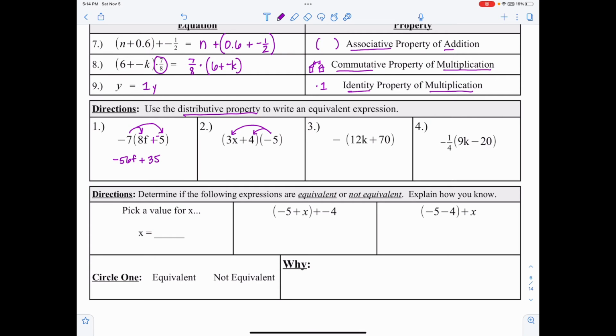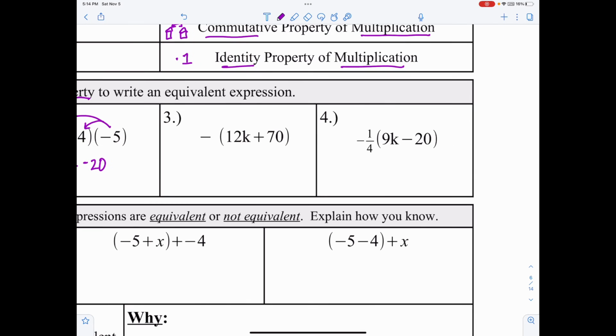Okay, all right, the next one, we're doing the -5 times the 3x, so we have -15x plus -5 times a positive 4, which is a -20. Okay, all right, so let's go ahead to number 3.